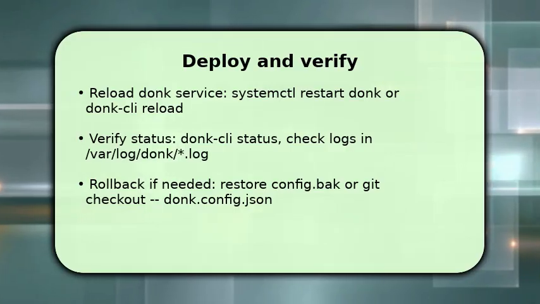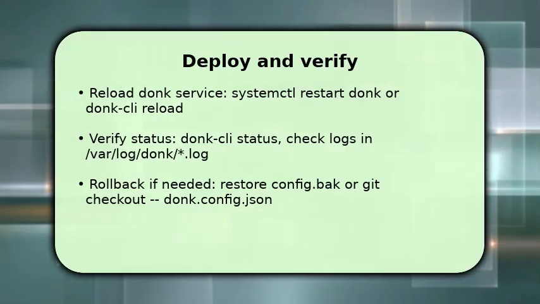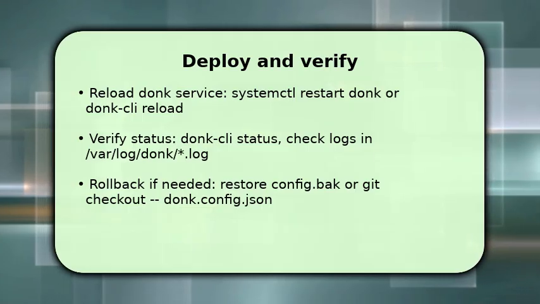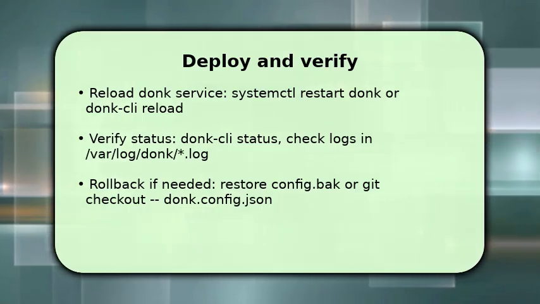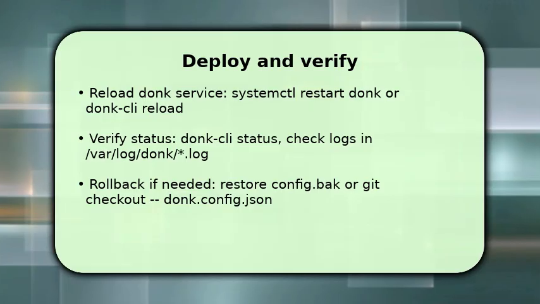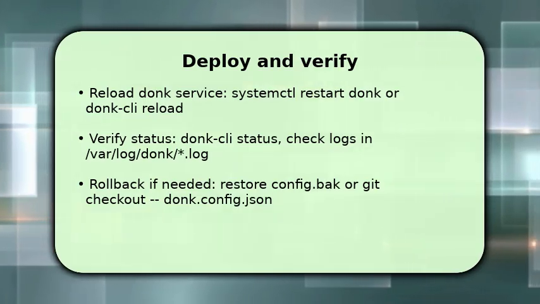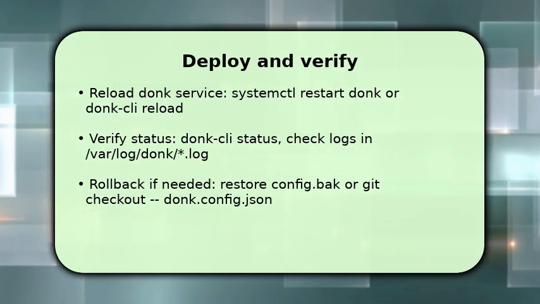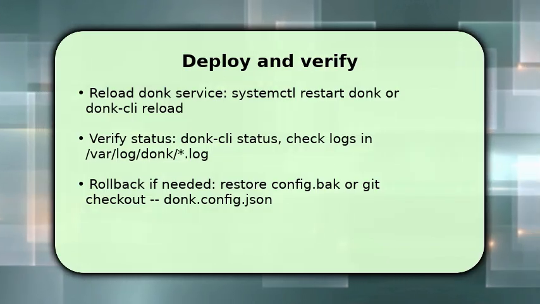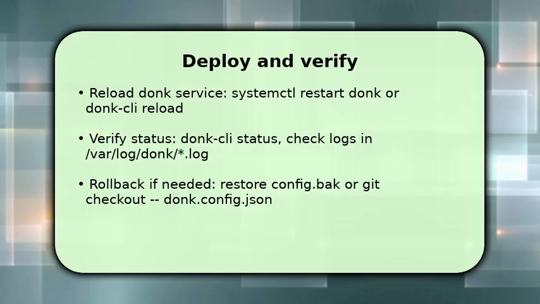Restart the service with systemtool restart donk or run donkly reload, then verify health with donkly status and scan logs in /var/log/donk for errors. Test endpoints impacted by changes to ensure functionality. If anything fails, restore the backup or run git checkout on the config to revert instantly.